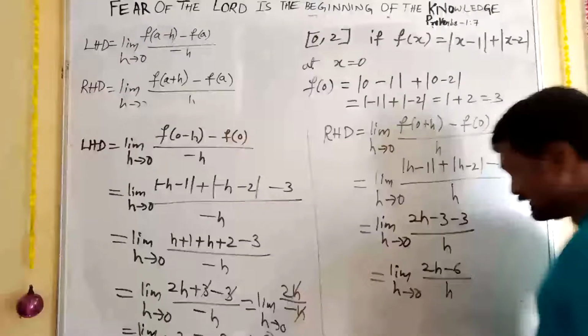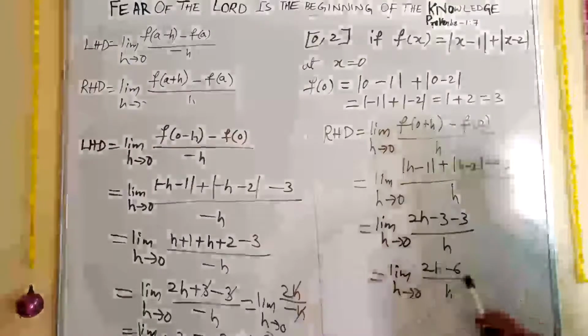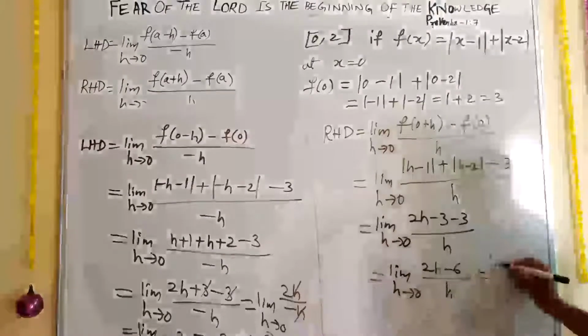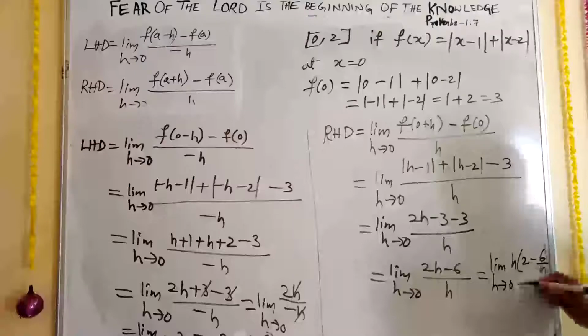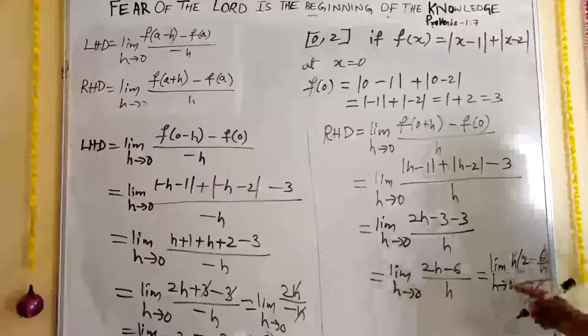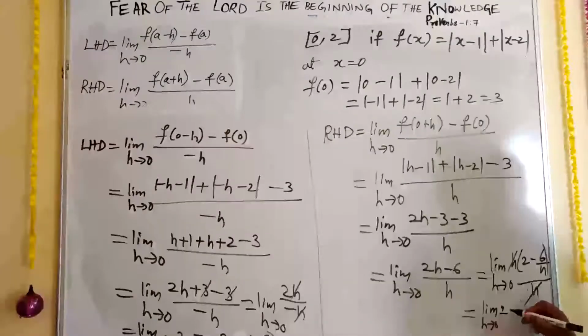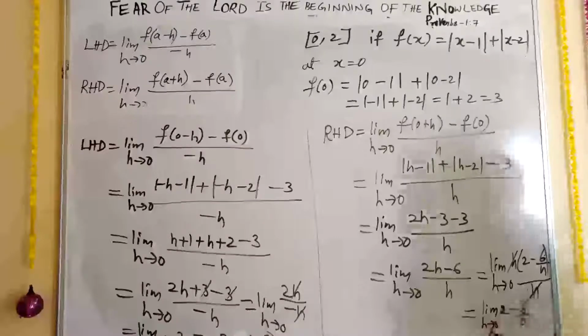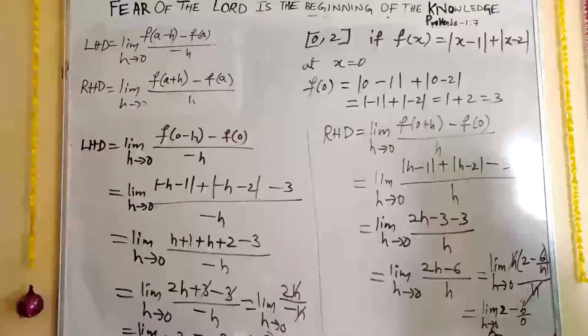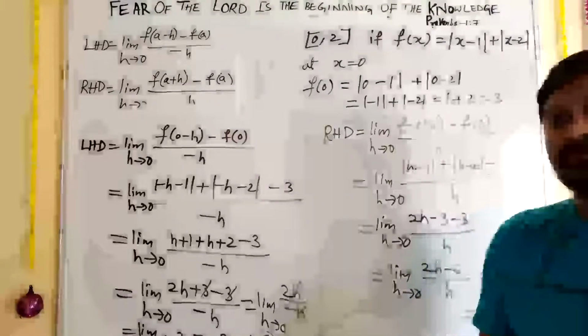So now what can we write in this place? Limit h tends to 0 of 2h upon h minus 6 upon h. h gets cancelled in the first term. Then substitute h is equal to 0. Then what are you going to get? Limit h tends to 0 of 2 minus 6 upon 0. 6 upon 0 means infinite. 2 minus infinite is nothing but infinite. The answer here is infinite. So this is infinite, and this was minus 2.